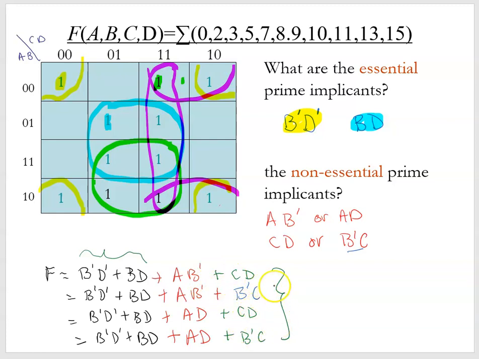Our reason for choosing the different implementations might be due to something else in the circuit. If we, for example, already have an AD in the circuit, then we'd want to use one of these 2 implementations.